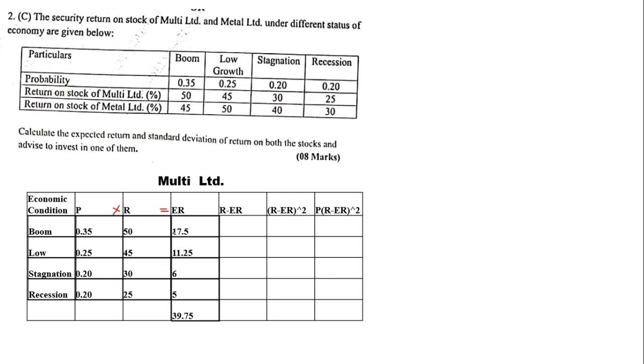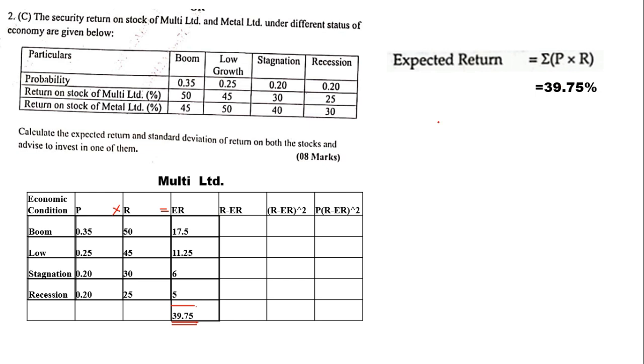When you multiply, you'll get 17.5, 11.25, 6, 5. Add up, we get 39.75 as the total value. This total is nothing but our expected return. So we come to the right side. The expected return formula is the total of P into R, which is 39.75%. That is the first thing that we had to find, the expected return.